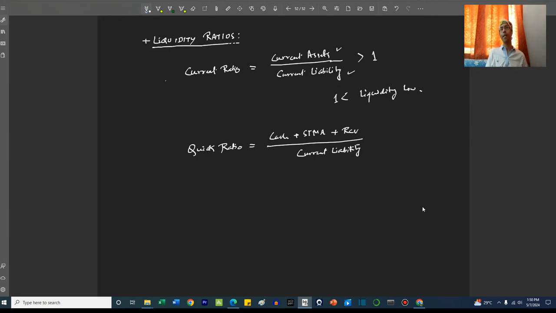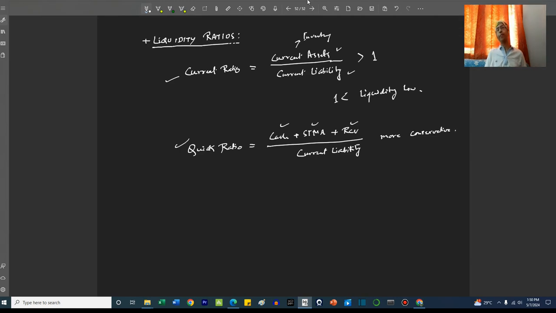So what is the difference between current ratio and quick ratio, friends? In current ratio, the numerator is current assets, which means cash plus short-term marketable securities plus receivables plus inventory. So inventory is something which is included here. But this inventory is eliminated in case of quick ratio. So what we are doing is we are only using the very liquid portions of the current asset than what is used in current ratio. So this is a more conservative way of looking at liquidity.